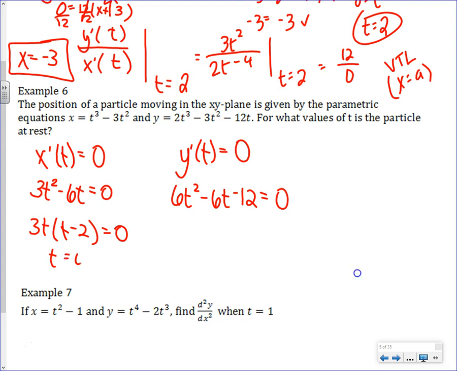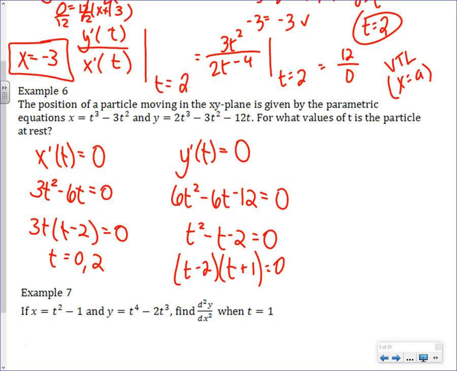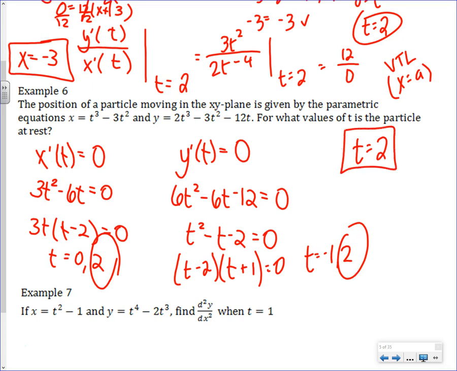Now it's my turn. 0 and 2 are both times when horizontally the particle is stopped. True? And then as you come over here and you divide everything by 6, you could end up pretty quickly with a quadratic that you can factor. You end up with t minus 2 and t plus 1, which is t equals negative 1 and 2. And as some of you have already figured out, and great job doing so, but others were far behind you, the one time where the particle is completely stopped is at t equals 2.